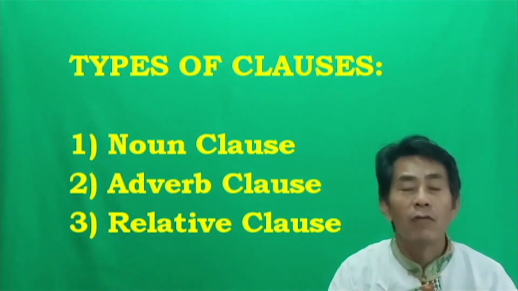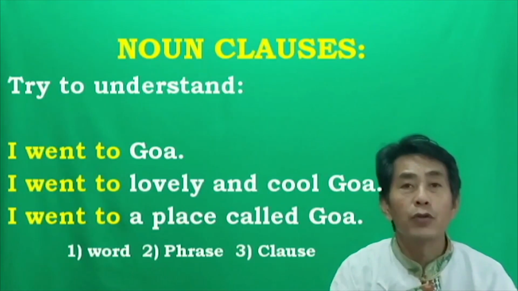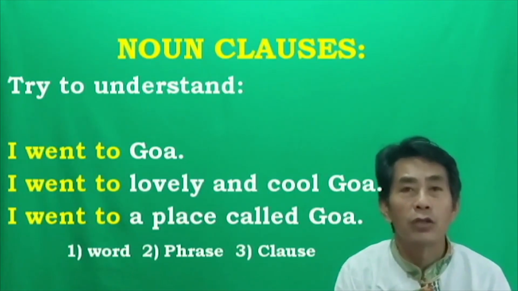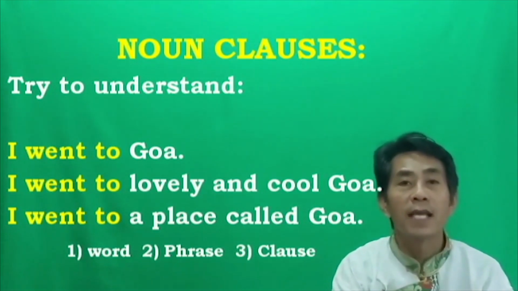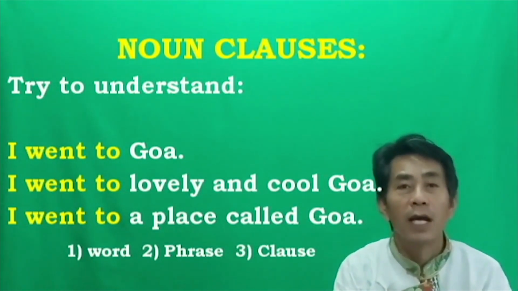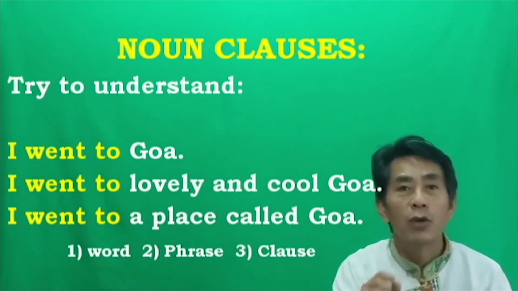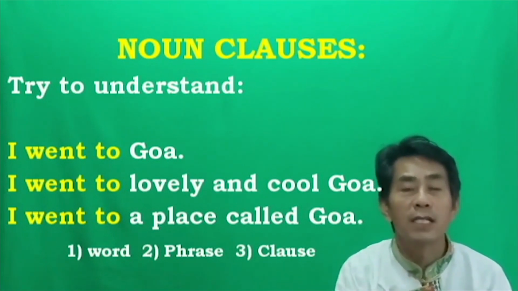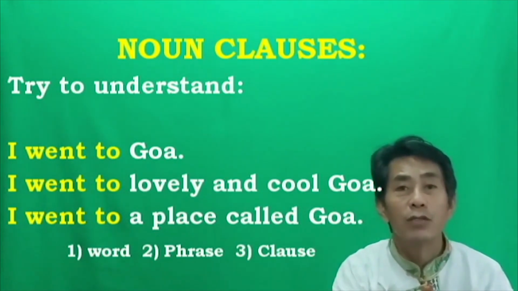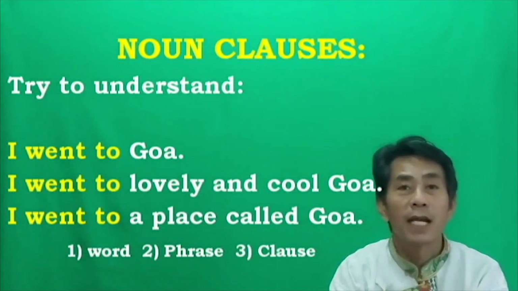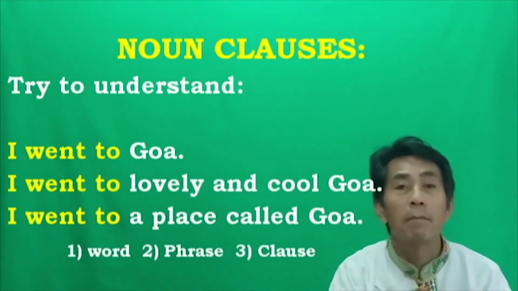First of all, I want you to be clear about clause, phrase, and word. Try to understand this: I went to Goa. Goa is the name of a place, and it is at the object side. So this is just a simple noun.